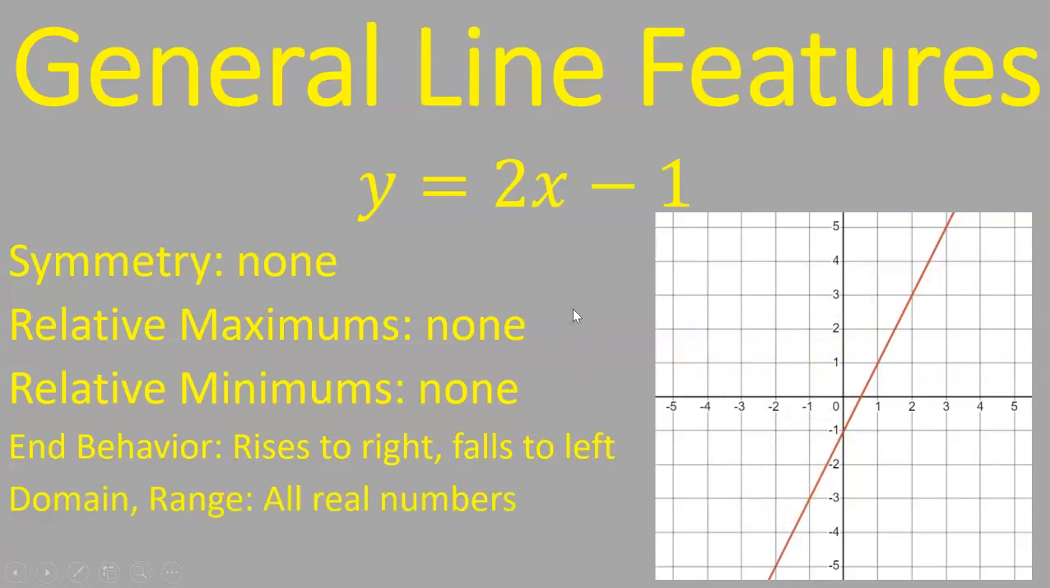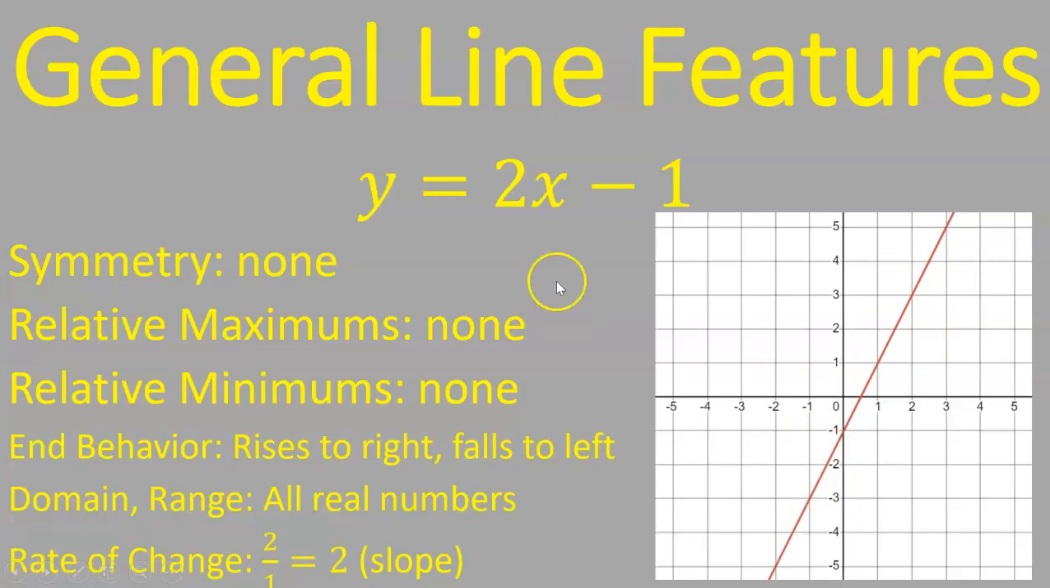Domain and range. Now, we will spend more time on this later as well. But for lines, it's kind of boring. Your domain and range for most lines, the only exception would be a vertical or horizontal line. But for every oblique line, your domain and range is all real numbers. In short, domain means all the x's that are covered, and range is all the y's that are covered. But again, we'll talk more about that later from a graphical standpoint. But all real numbers for all lines.